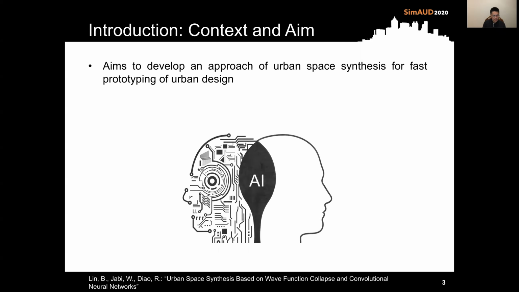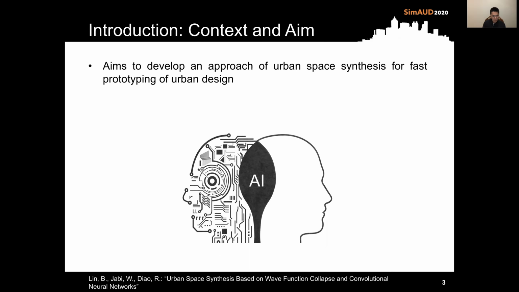The research aim is to develop an AI-aided urban space synthesis approach for fast prototyping of urban design. Urban space is a complicated system. Urban designers need to consider multiple aspects and work with various clients with conflicting interests and aims. Instead of one single solution, varied solutions have to be developed. The urban design process requires a lot of time and labor.